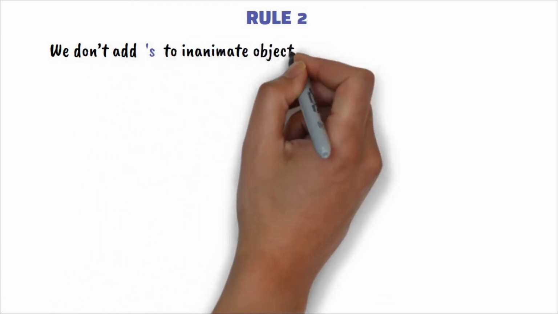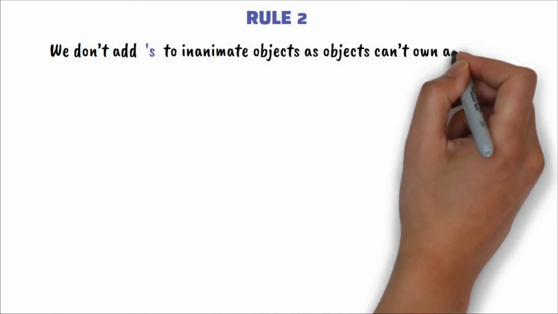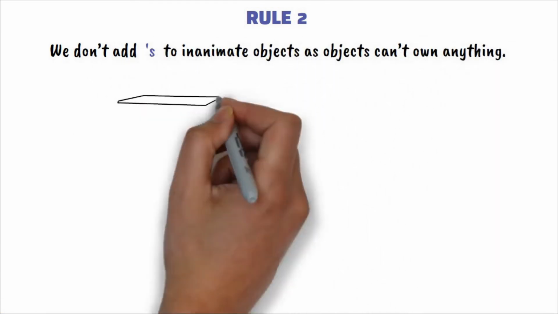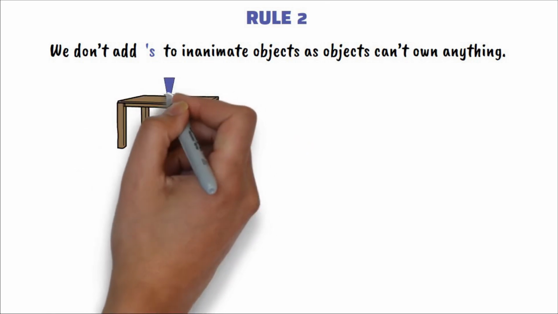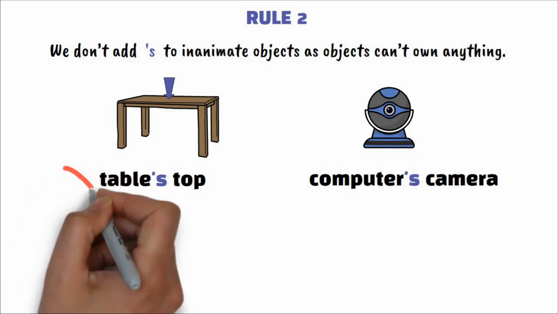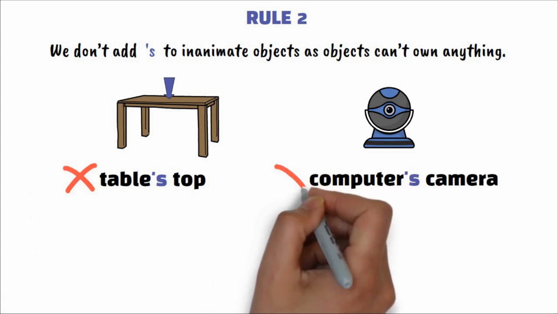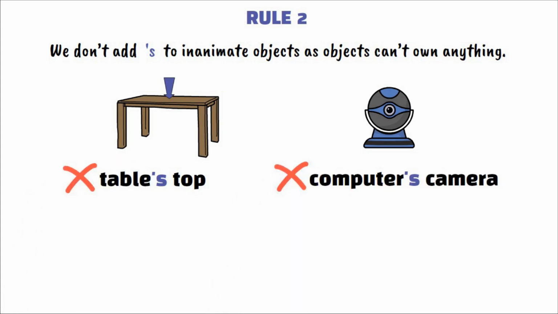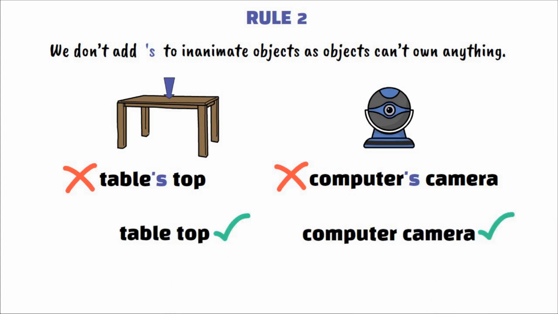And rule number 2, we don't add apostrophe S to inanimate objects, as objects can't own anything. Here are some examples. Table's top, or computer's camera. These phrases are both wrong. It should rather be tabletop and computer camera. No apostrophe S.